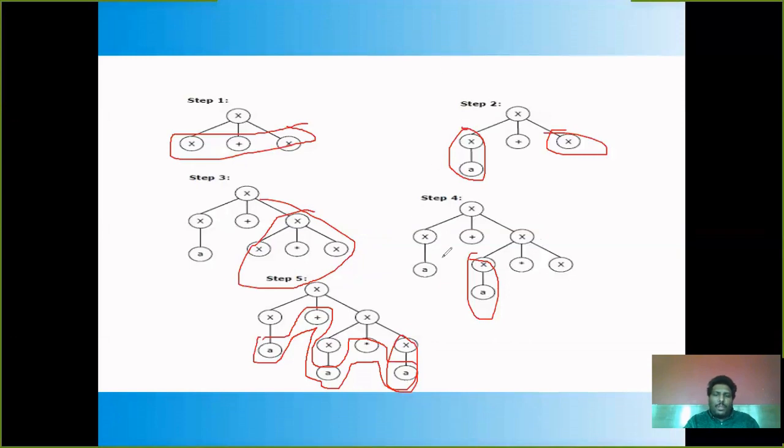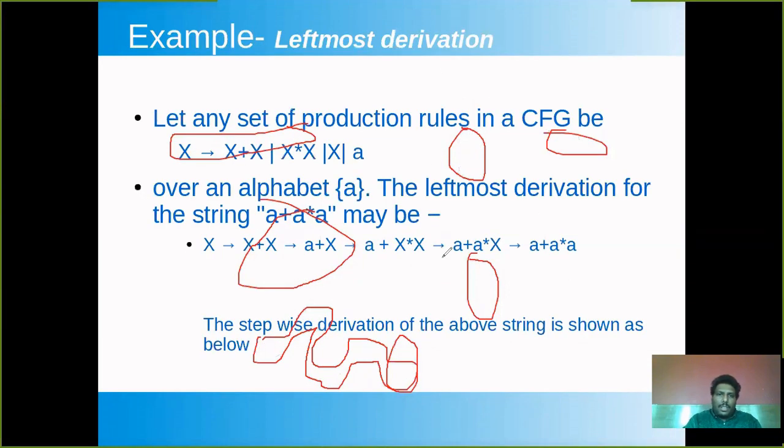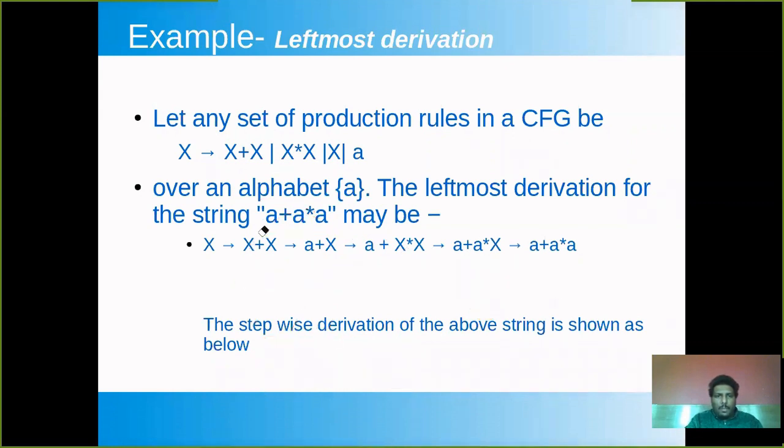In this case, it is leftmost, so we are only deriving on the left side. For example, we generated a production here. What happens? First, the leftmost things only we are deriving. See, the left we derived as a. After that, next we are taking this x. There is no further derivation here, so x we are deriving again.